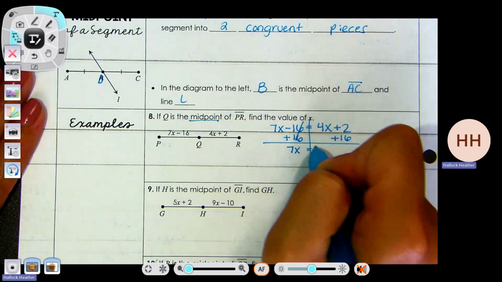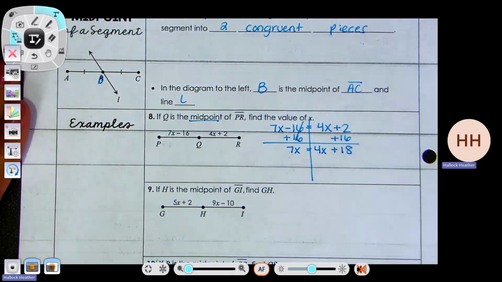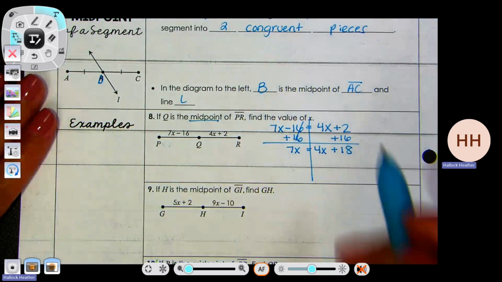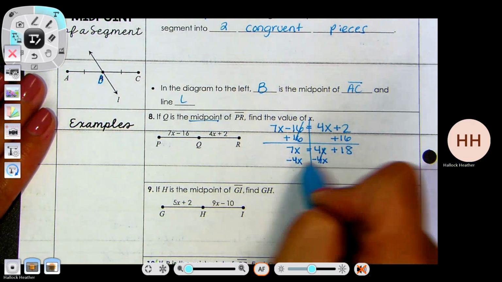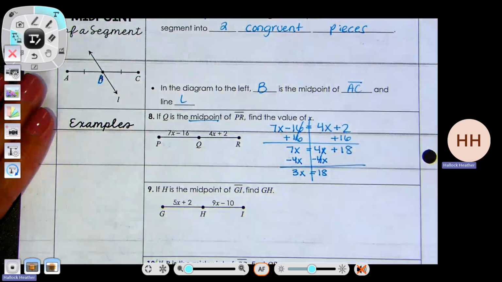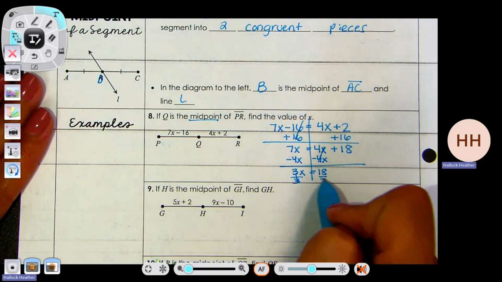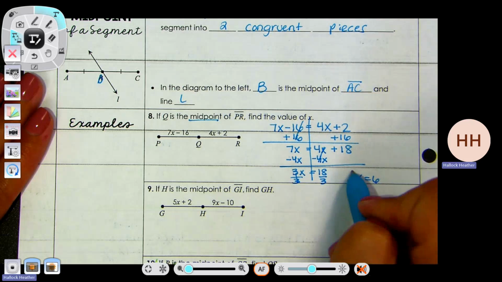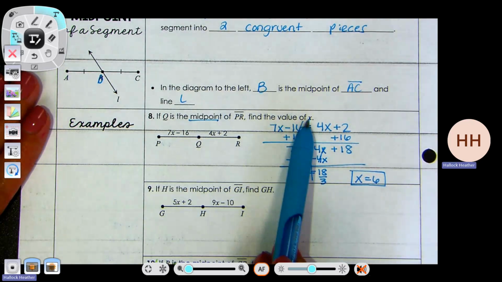So 7x equals 4x plus 18. And because I moved the 16 to the right, I'm going to move the x to the left using subtraction. So I'm going to minus 4x, minus 4x. So I have 3x equals 18. And then I have to divide by 3 on both sides. So you get x equals 6. Do I have to plug this back in? No, because it just says find the value of x.